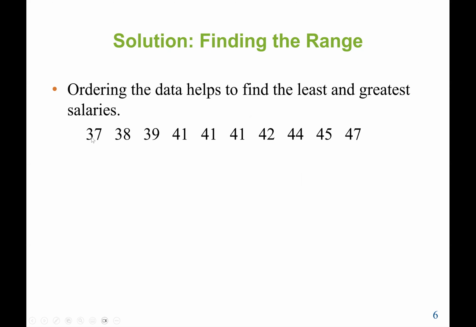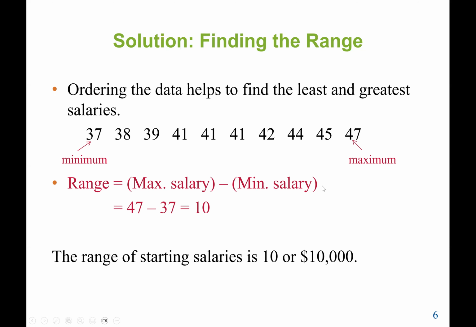So here we put the data in order from lowest to highest, which is ascending order. This means the minimum value is 37 and the maximum value is 47. So the difference of 47 and 37 will give us the range. So the range of the starting salary will be $10,000.